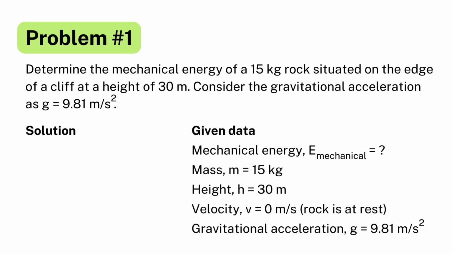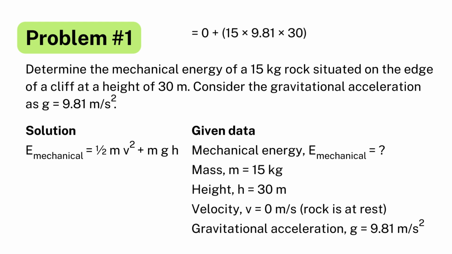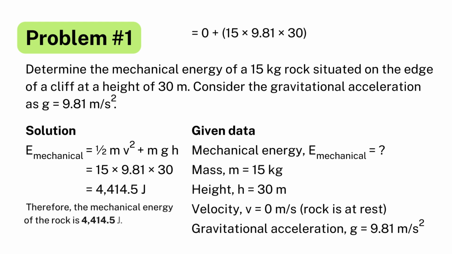Insert these values into the equation E mechanical equals half mv square plus mgh. Therefore, the calculation for E mechanical becomes 0 for the first part, as velocity is 0 meter per second, plus 15 multiplied by 9.81 multiplied by 30. So, E mechanical equals 15 multiplied by 9.81 multiplied by 30, and solve this so we get E mechanical as 4,414.5 joule. Therefore, the mechanical energy of the rock is 4,414.5 joule. Let's take one more practice problem.